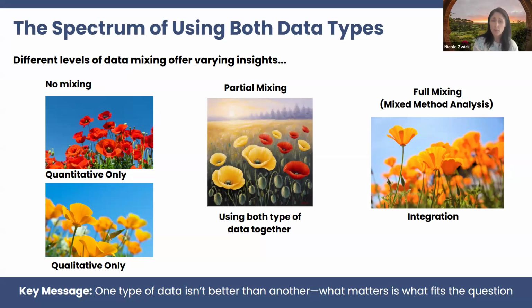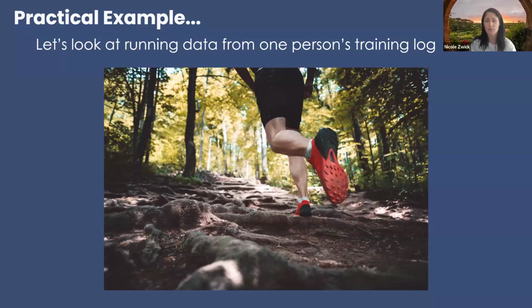But today, what we're talking about is this middle ground where we all live in public health practice. We don't need to care if it's a mixed method classification. We really need to know how to use both kinds. So this is where we have the yellow and red flowers.